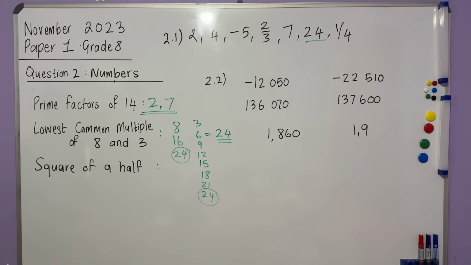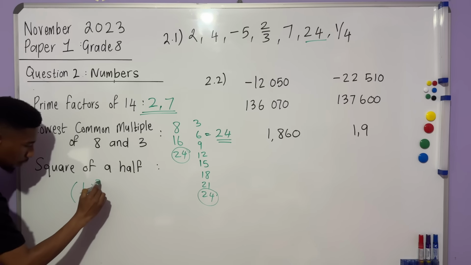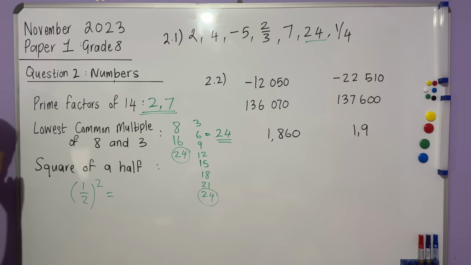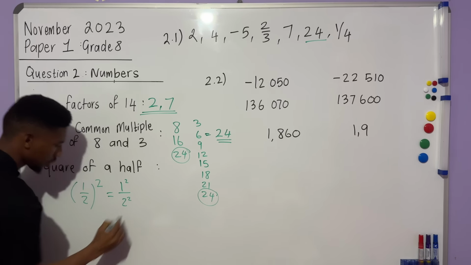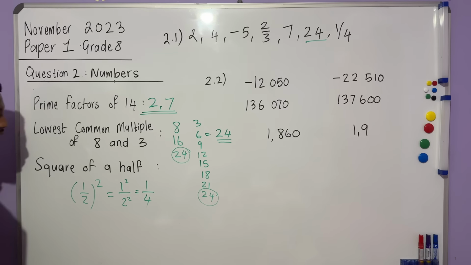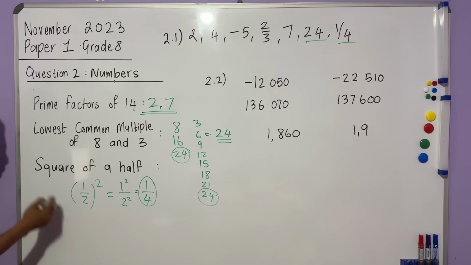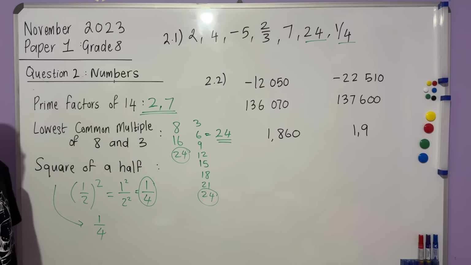Then moving on to square of a half. What does that mean? We're going to take a half, brackets, and we're going to square it. When we have a square outside of a bracket, we know that it's going to go to each and every number and term inside the bracket. So then we're going to have 1 squared over 2 squared. 1 squared is 1, 2 squared is 4. Therefore, from this list, it is 1 over 4. So the square of a half would equal 1 over 4.